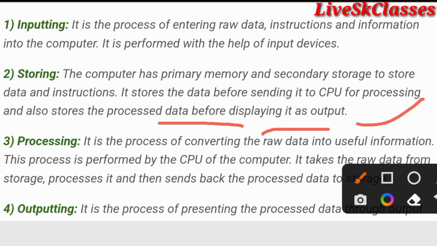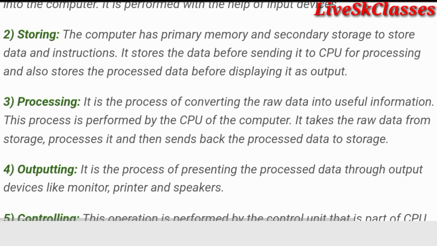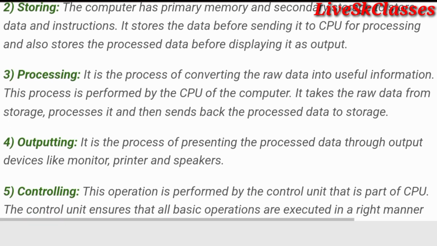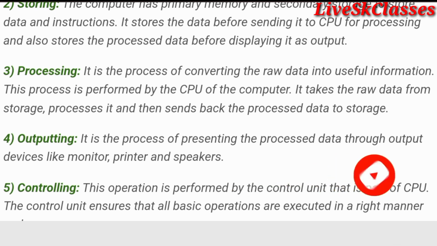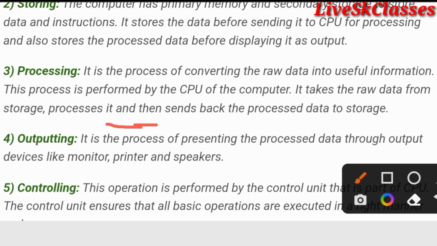And the third is processing. Processing is the process of converting the raw data into useful information. This process is performed by the CPU of the computer. It takes the raw data from storage and then sends the processed data back to storage.